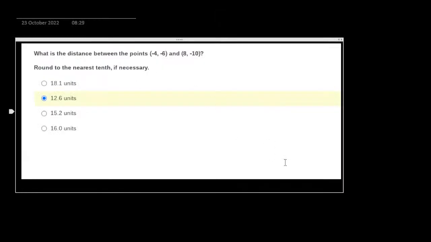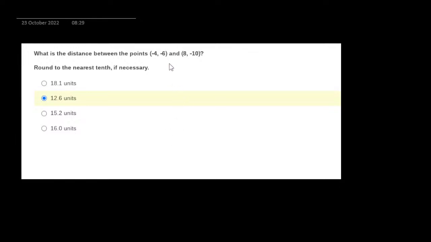What is the distance between the points (-4, -6) and (8, -10)? Now to get the distance we use the distance formula, and here we will again use a little bit of Pythagoras. Suppose this is the coordinate axis: (-4, -6) will be somewhere here, and (8, -10), so 8 will be somewhere here and -10 will be somewhere here.